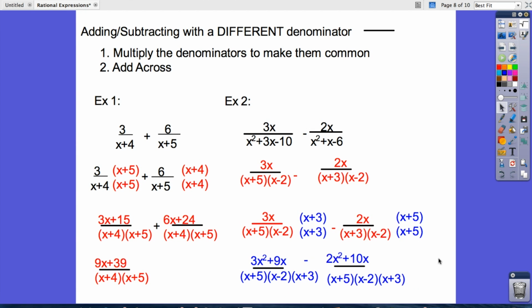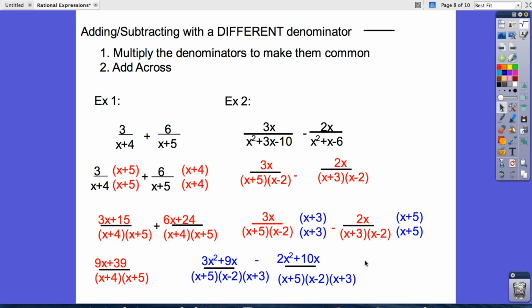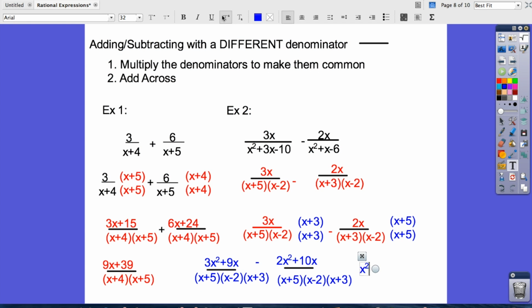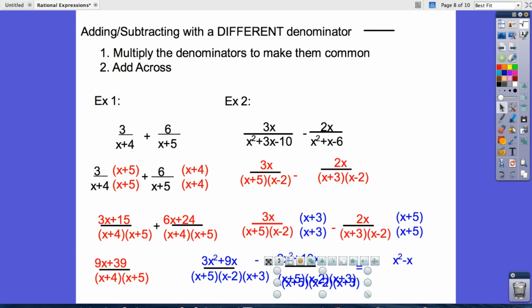So now that they're finally matching, we are going to subtract across. So we have to be very specific, so please listen to the way I word it. It's 3x squared minus 2x squared, so that means you have x squared. You have 9x minus 10x, so that should be minus x. Because you're subtracting each piece from the other. And now the denominator, you should have the same exact denominator you had to begin with, which is the following.